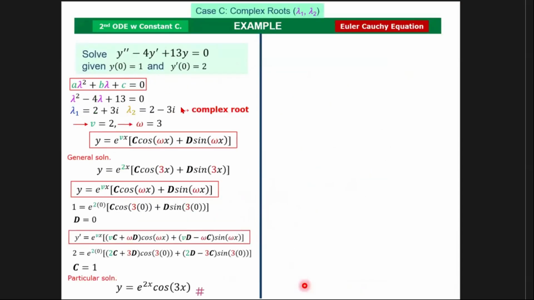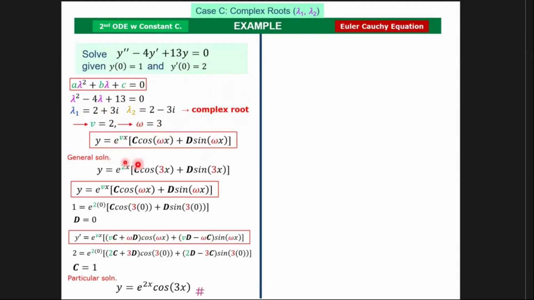All right, let's see an example for case C. Solve y double prime minus 4y prime plus 13y equal to 0. Using the same characteristic equation, you get lambda 1 and lambda 2 as 2 plus 3i and 2 minus 3i. So you know that this is a complex root. Knowing that it's a complex root, you have to know what V is. V is the real number here, which is 2, and W is the imaginary number, which is 3.